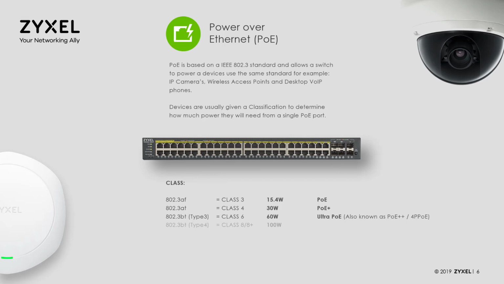We then have some new standards which have been introduced, which are 802.3BT. There's type 3 and type 4, which are referred to as class 6 and class 8. Class 6 is up to 60 watts, and right now it's referred to as Ultra PoE or PoE++ or 4PPoE. And again, deliverable from the switch is 60 watts per port, but to the device is 51 watts.